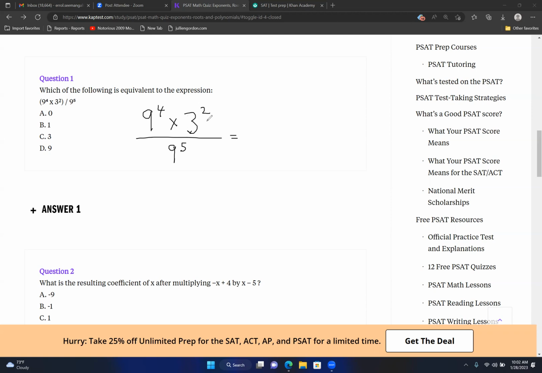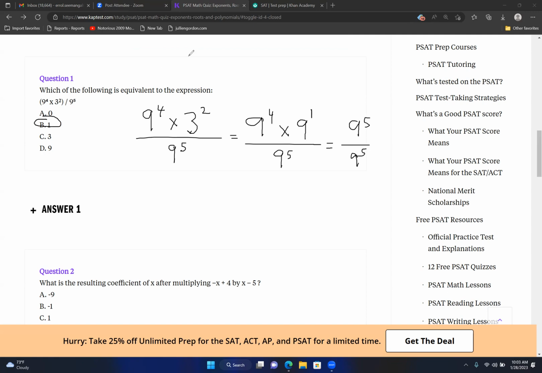We can change this one here to base 9, right? So we can leave the 9 to the 4. What's 3 squared with a base 9? It's just 9 to the 1, right? All right, so what's the numerator now? 9 to the 4 times 9 to the 1 is? You just add the exponents, right? So it's 9 to the 5. Yep, 9 to the 5 over 9 to the 5, which is what? 1. Yep, so that one's 1.